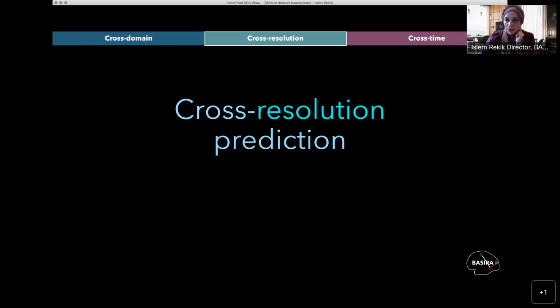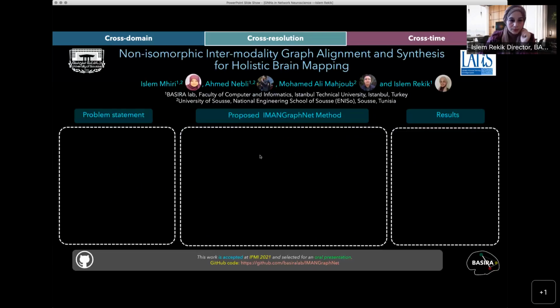Which is the cross resolution. So from cross domain to cross resolution. This was a paper accepted at IPMI 2021 as an oral presentation, also presented by my former PhD student Islem here. So what is the problem that we want to solve here? As I mentioned earlier, what we want is to learn how to predict intermodality non-isomorphic brain graphs from a base graph.